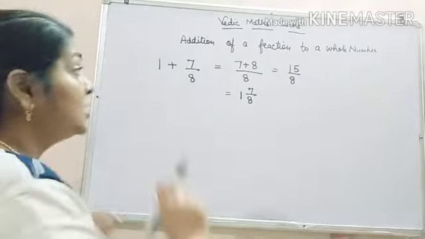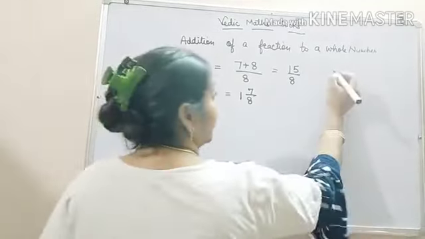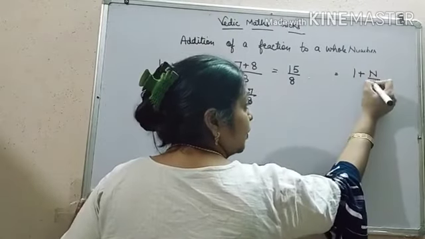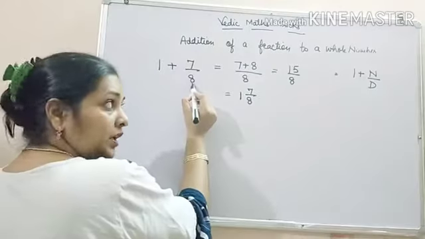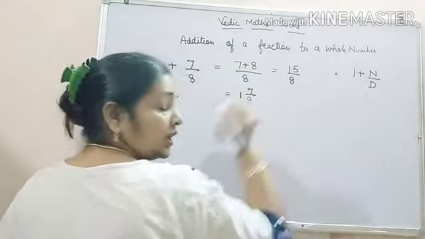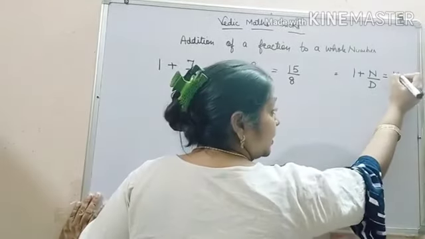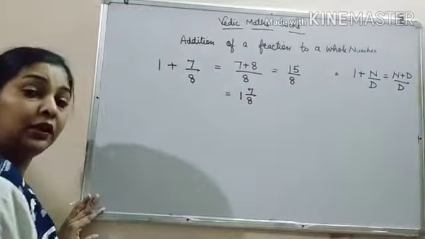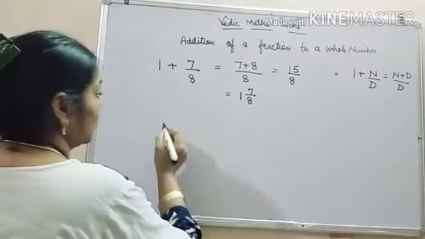Is that clear? So you can note down the formula which I have used in this addition. 1 plus numerator upon denominator. This is the numerator, this is the denominator. And you have to add this numerator upon denominator to 1. So the formula will be numerator plus denominator upon denominator. Is that clear? Let us take one more example.